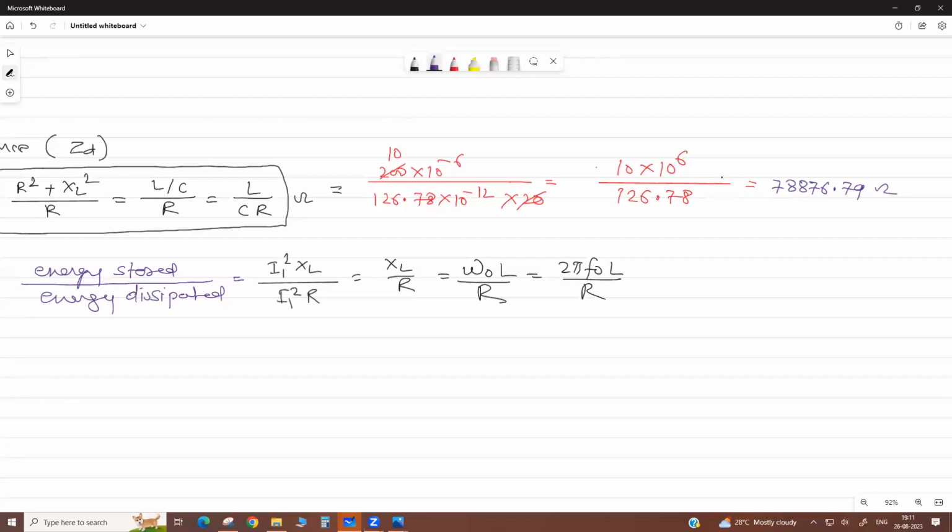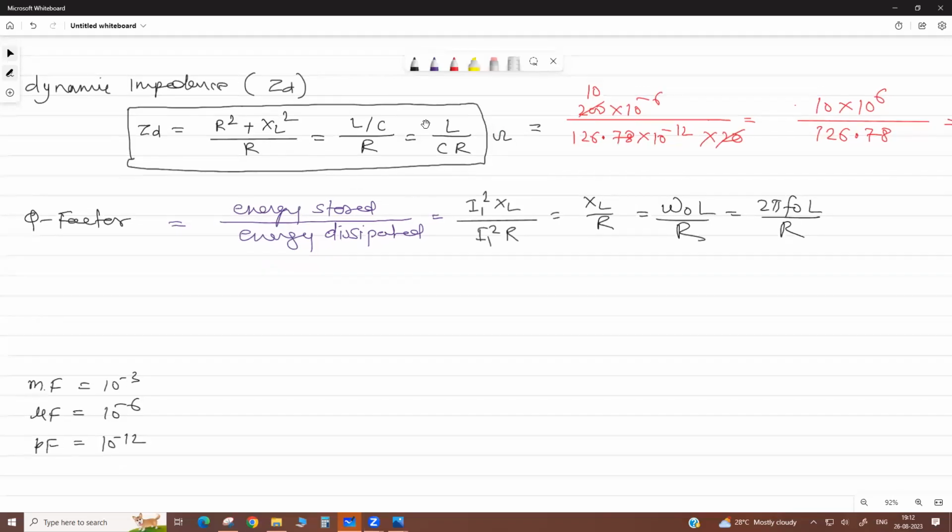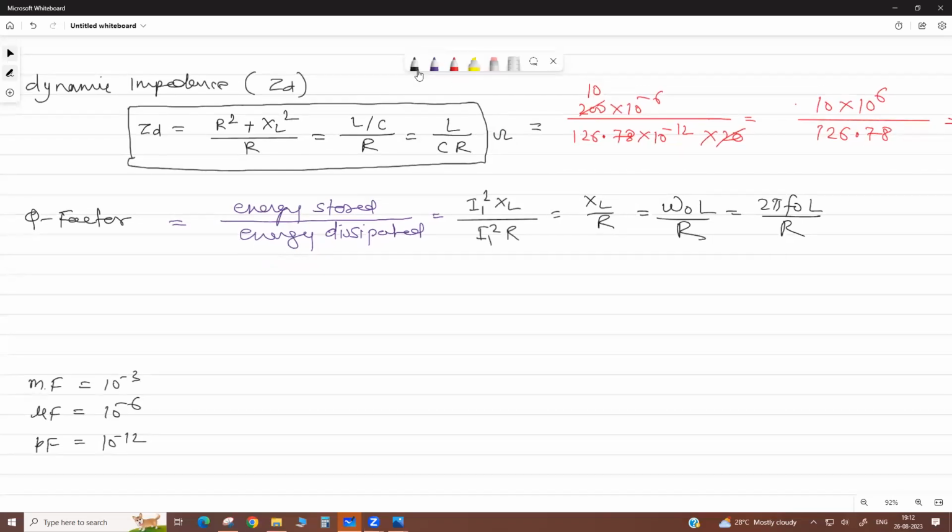200. Okay, so this is your dynamic impedance, this much. Now you calculate, hello, what we calculate then? Q factor, please. What is the Q factor? This, na?